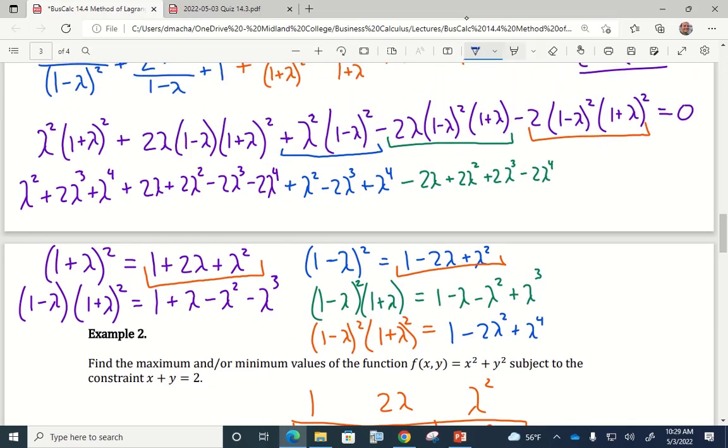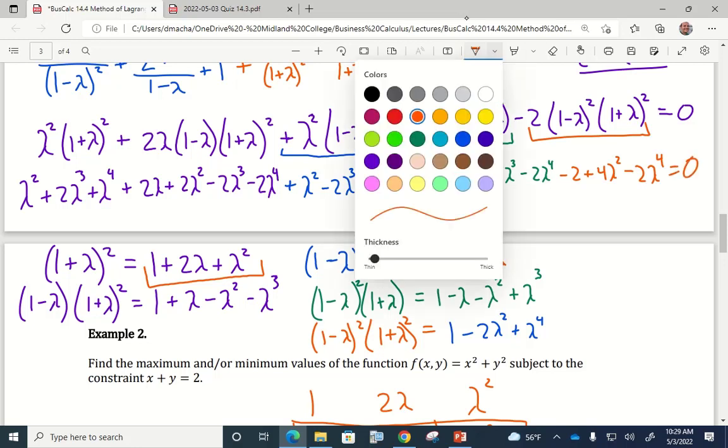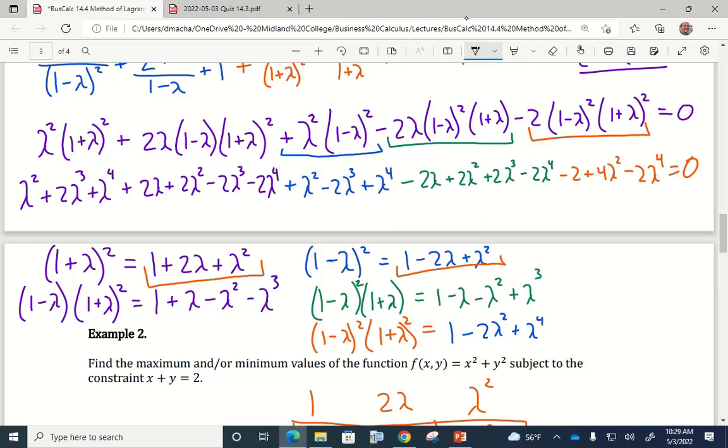And my last term up here is just negative 2 times that. So 1 times negative 2 is negative 2. Negative 2 lambda squared times negative 2 is plus 4 lambda squared, and this last one's going to be negative 2 lambda to the 4th equals 0. Cool. Now we're going to collect like terms. So how many lambda to the 4ths do I have? I have 1, negative 1, 0, negative 2, negative 4. So adding up all my lambda to the 4th terms, I think gives me negative 4 lambda to the 4th.